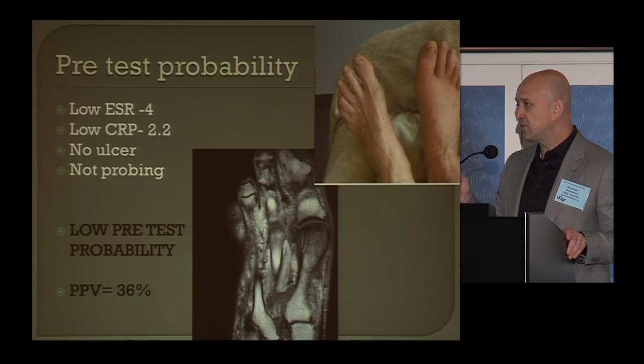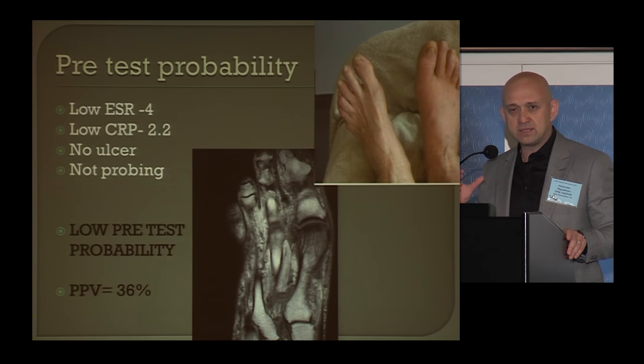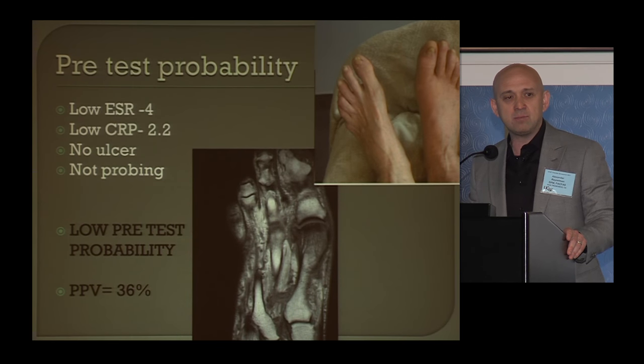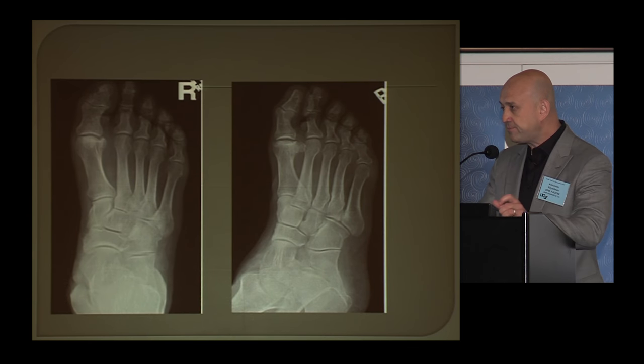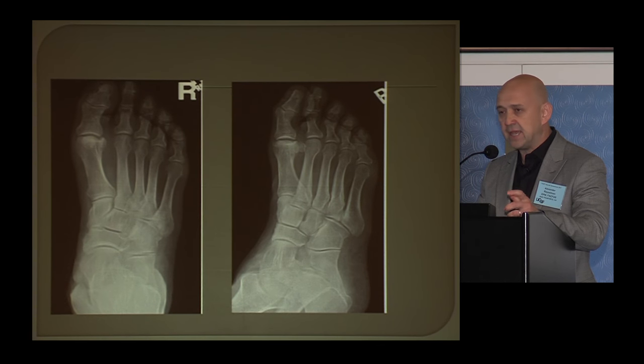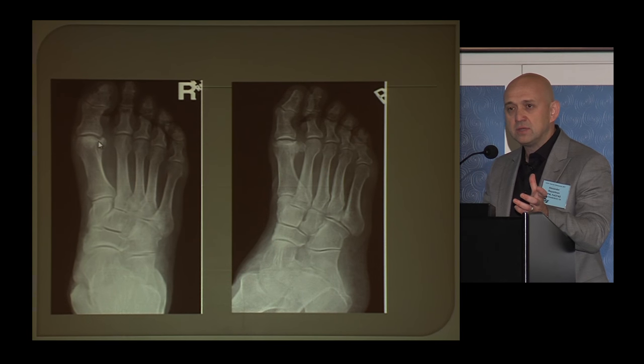So the key to this situation for us in the clinic is that we need to be able to go through this pretest probability in order to truly interpret the accuracy of this MR being positive for osteomyelitis. In this particular case, this is the X-ray of this patient. This patient had a fracture of the first metatarsal head. And because of that fracture, this was read falsely as positive for osteomyelitis.